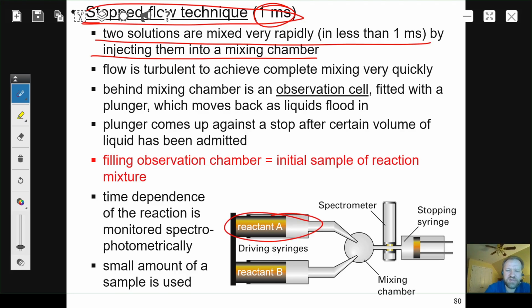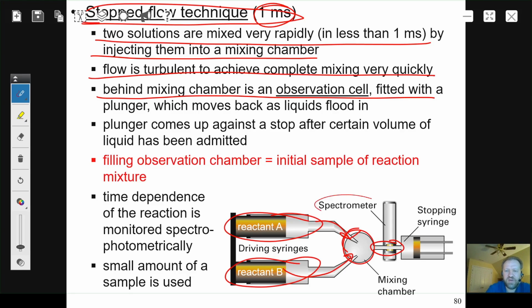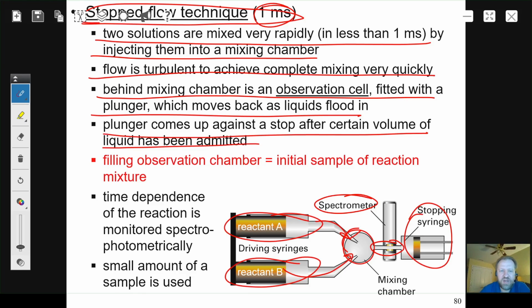So again, we have two driving syringes. One is going to inject reactant A, the other is going to inject reactant B into the mixing chamber. The flow is turbulent in order to achieve complete mixing very quickly. Behind the mixing chamber, there is an observation cell, again fitted with a spectrometer, but that cell also has a plunger that moves back as liquid floods in. The plunger comes against a stop after a certain volume of liquid has been admitted.